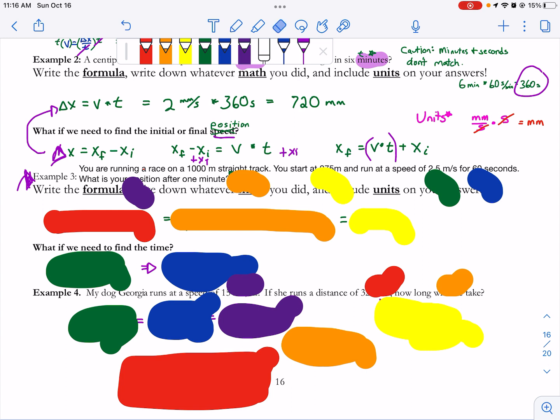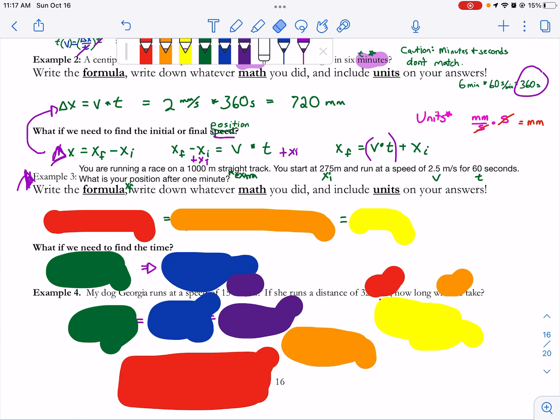Let me erase all these things. So the 1,000 meter straight track is just some extra information telling you how long the track is to begin with. Okay. But you're starting at the 275 meter mark. That's your initial position. And you're running with a speed of 2.5 meters per second. That is your velocity. And you're going for 60 seconds. That is your time. It's asking what is your final position after 1 minute. That word after is where you know that it's the final position, xf, after 1 minute.